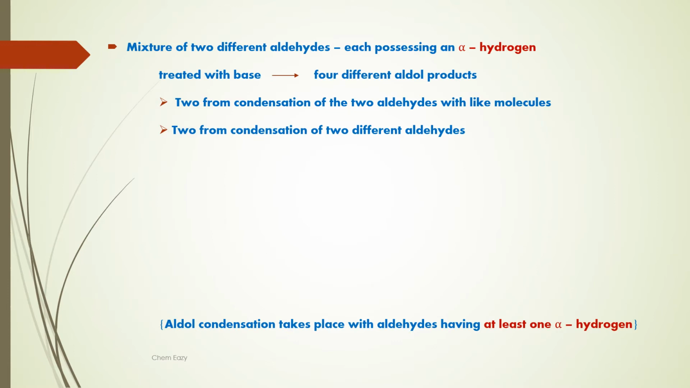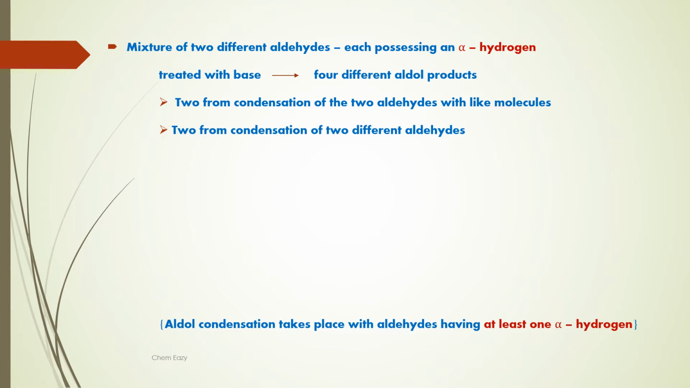When a mixture of two different aldehydes is treated with a base, there is a possibility of formation of four different aldol products. These two different aldehydes must have an alpha hydrogen atom, because aldol condensation takes place with aldehydes having at least one alpha hydrogen atom. If there is no alpha hydrogen atom, those aldehydes cannot undergo aldol condensation reaction.